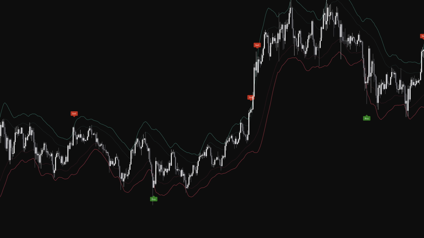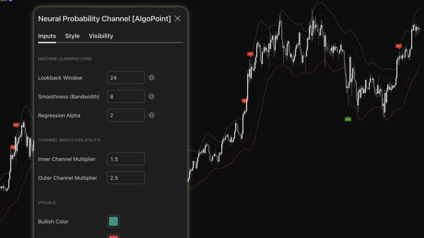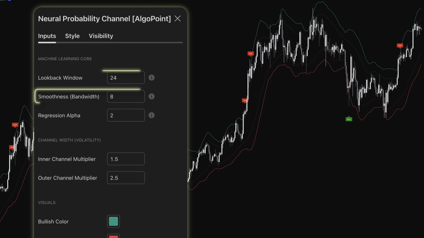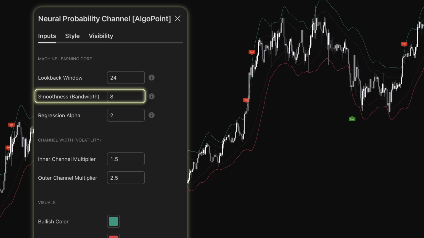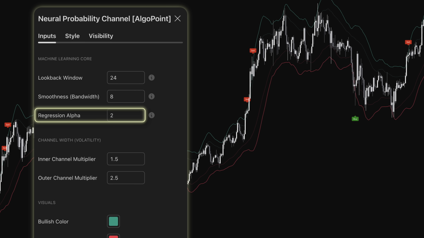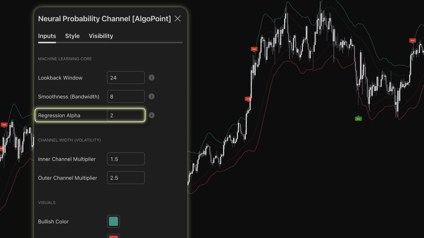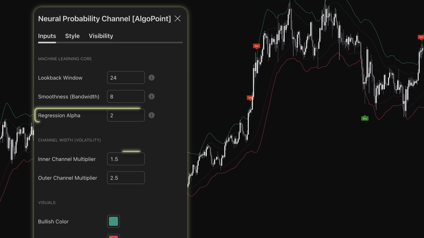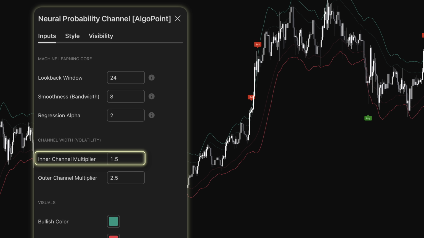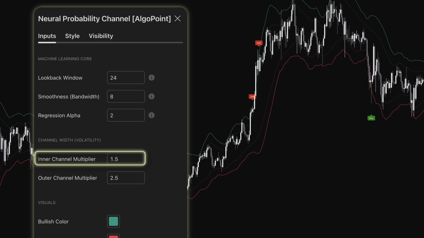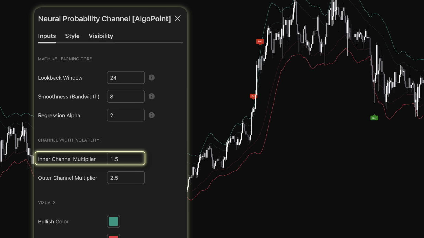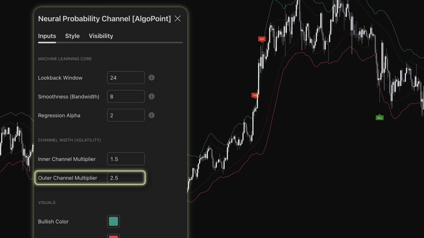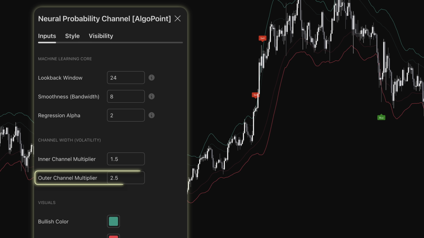The kernel engine processes price data through 3 key parameters: look-back window with a default of 24 bars, bandwidth for smoothness control defaulting to 8.0, and regression alpha set at 2.0 that determines whether the model focuses locally or considers broader context. Volatility measurement combines mean absolute deviation with ATR, producing hybrid channel bands at inner 1.5 times multiplier and outer 2.5 times multiplier distances from the baseline.